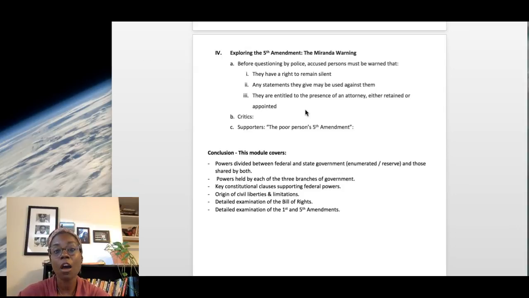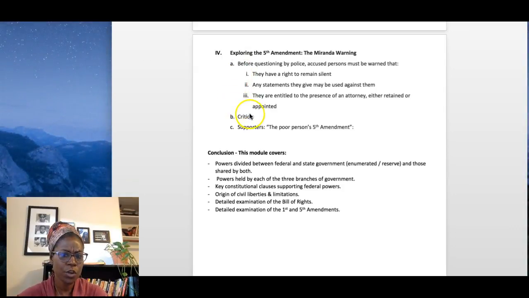And you may have heard of it before. If you've watched Law and Order or any other police shows, you've probably heard the police say it at one point or another. So before questioning by the police, any accused person has to be warned of the following. Number one, they have a right to remain silent. Number two, any statements they give may be used against them, and they say can and will be used against them. And number three, they're entitled to the presence of an attorney, whether it's someone retained, which means an attorney that they're paying for, or an attorney that's appointed. Because if you cannot afford an attorney, as you may have heard, one will be appointed for you, and it's supposed to be free of charge. So that is the Miranda warning.